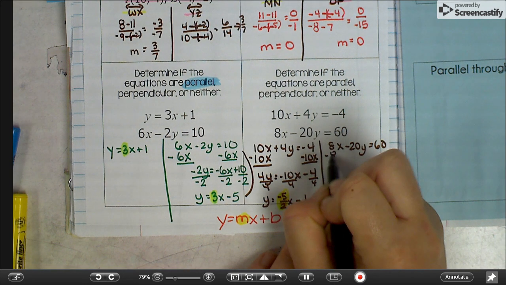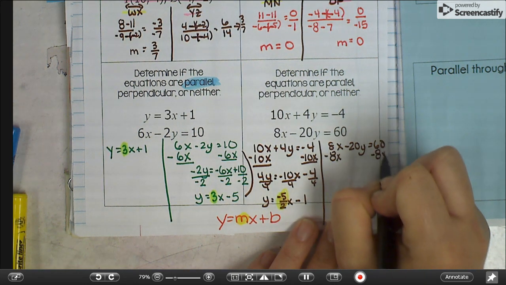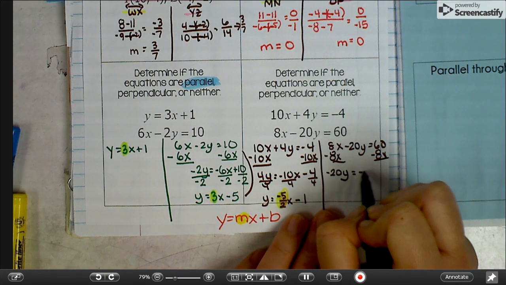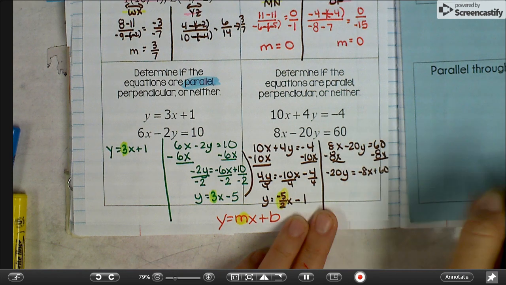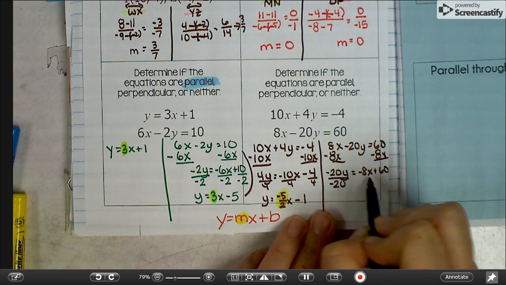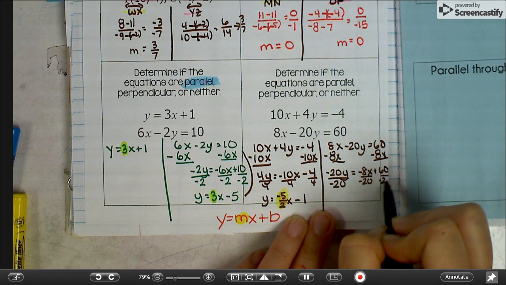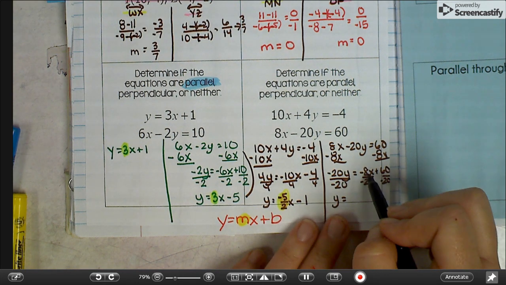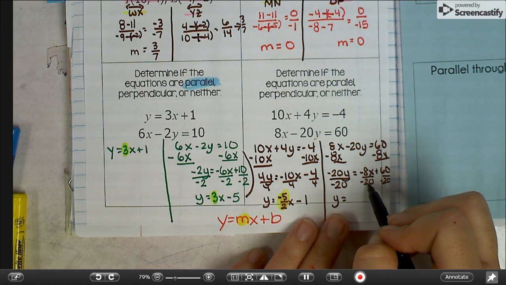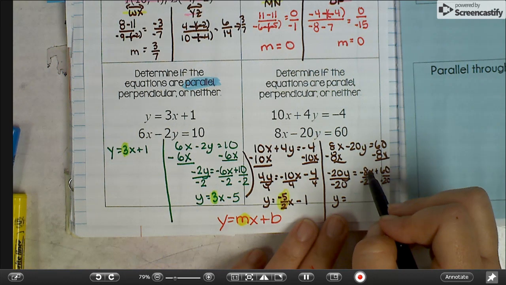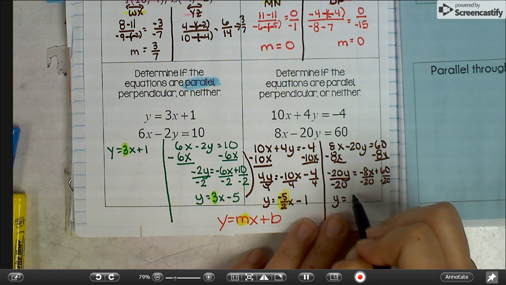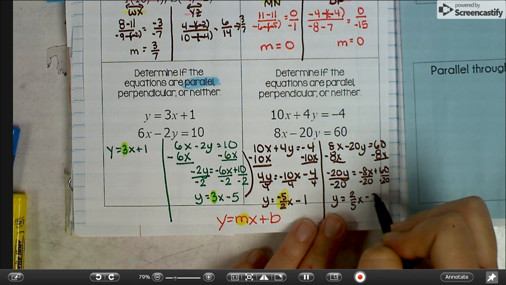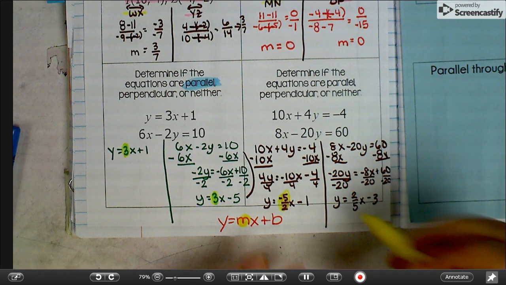All right, this one we're going to subtract x from both sides. -20y equals -8x plus 60. Divide by -20. So y equals, this is going to be positive. 8 and 20, we can divide them both by 4. So 2/5 x minus 3. We're going to check out the slope.